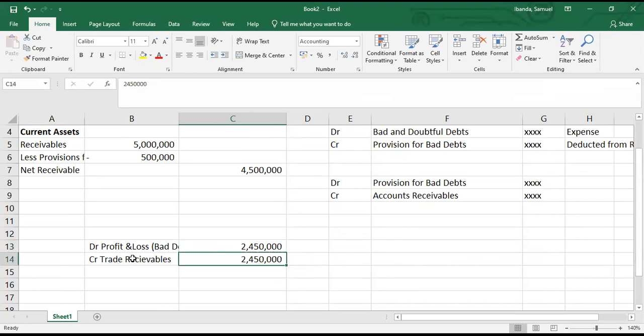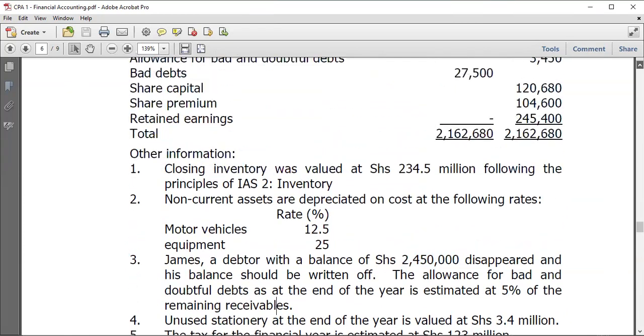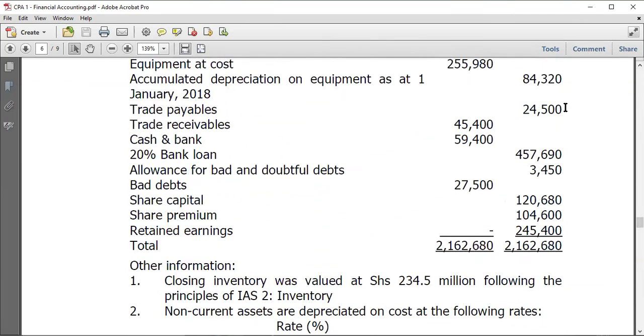Okay, so that is what we have. Now, once we have that, they are also telling us something else. They are telling us that the allowance for bad and doubtful debts as at year end is estimated at 5% of the remaining receivables. Now, yours is to first look and see how many receivables do I have? Sorry, these are receivables.